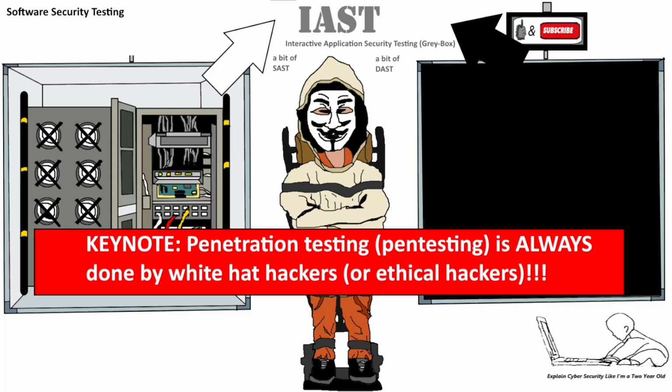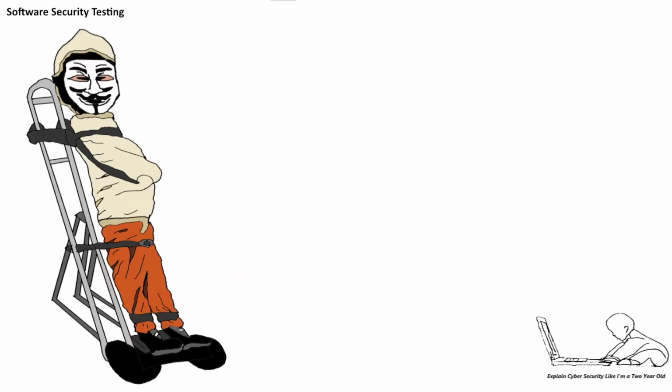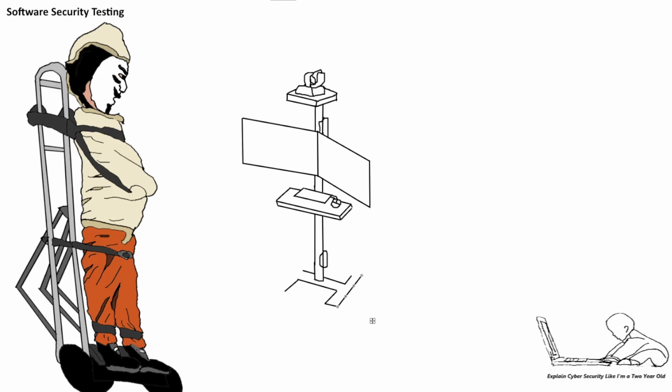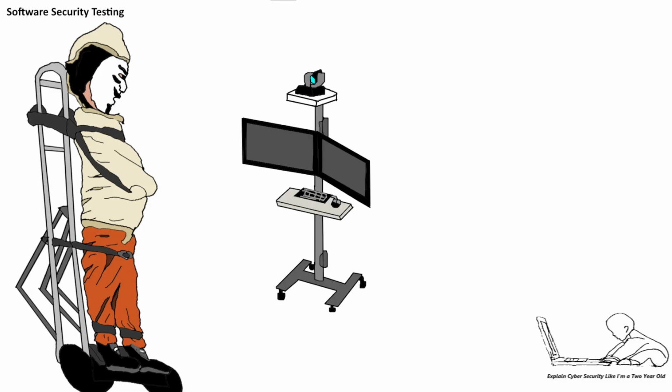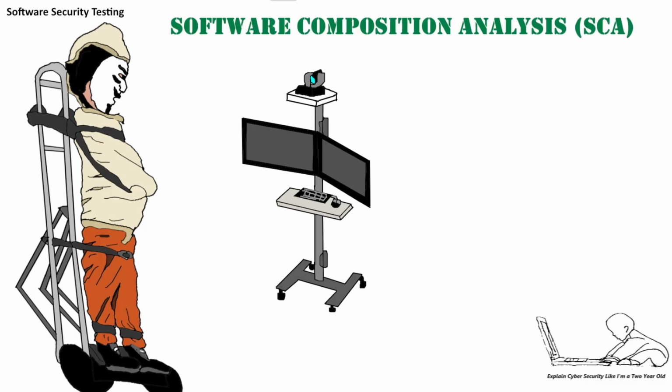Furthermore, there are some more software security testing concepts that you need to know for your CISSP and CCSP exams. The first concept is an automated process that identifies the open source software and third-party components in a code base, in addition to their relative vulnerabilities and compliance issues. This is known as Software Composition Analysis, SCA.